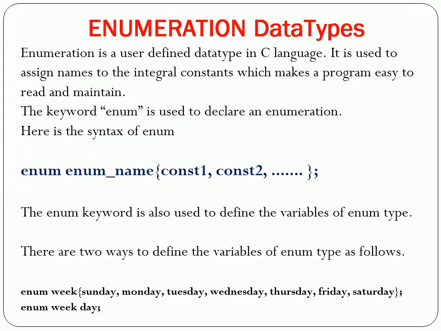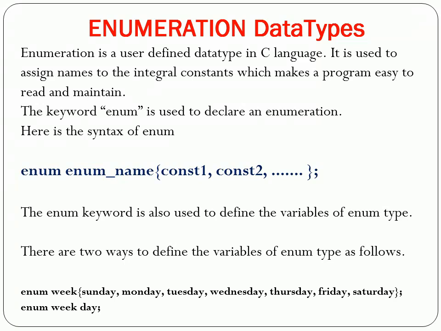The next data type is the enumeration data type. Enumeration is a user-defined data type in C language. It is used to assign names to integral constants, which makes a program easy to read and maintain. The keyword used to declare an enumeration data type is enum, E-N-U-M.